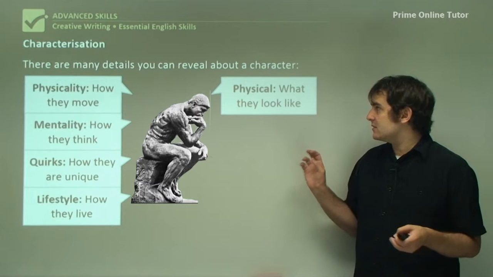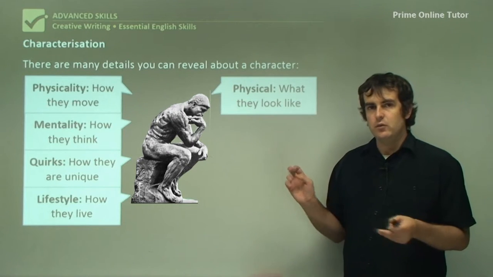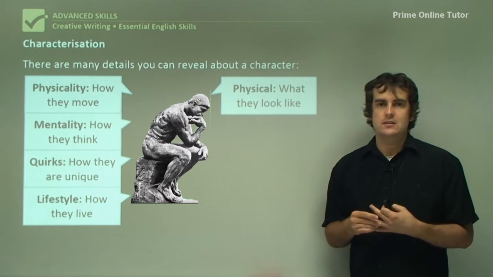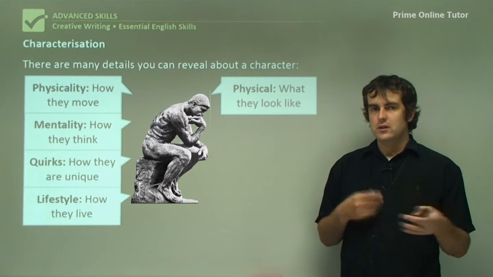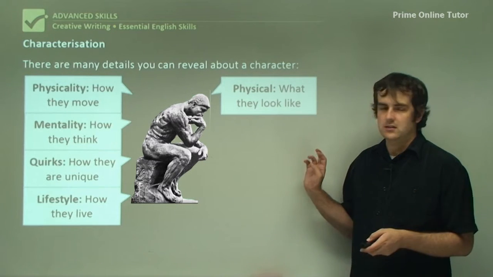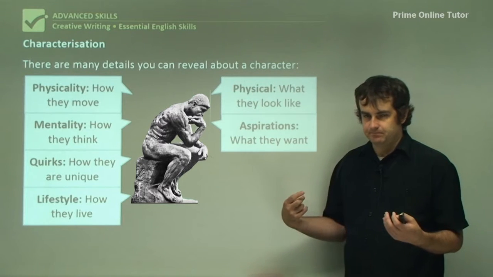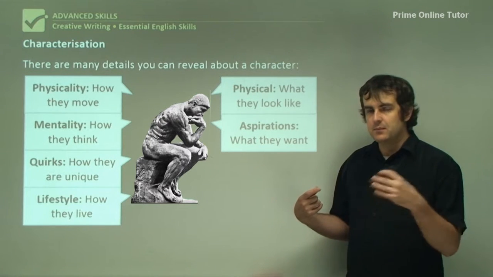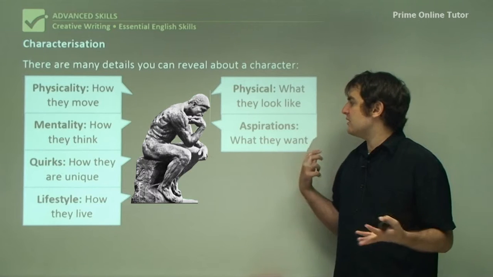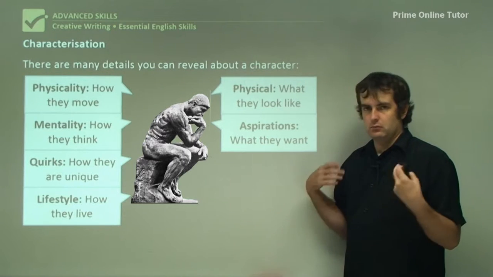You don't want characters that look the same. Even when you're writing, if you're describing two characters in exactly the same way, your reader's going to get confused. So something that makes them stand out. Aspirations, basically what they want. People want different things. Even people who seem to have everything want something else. So what do they want to do?